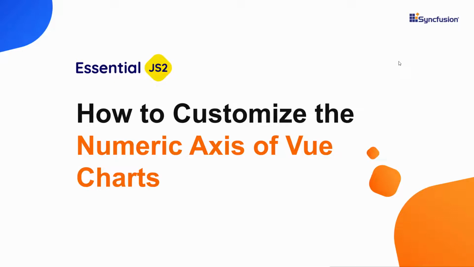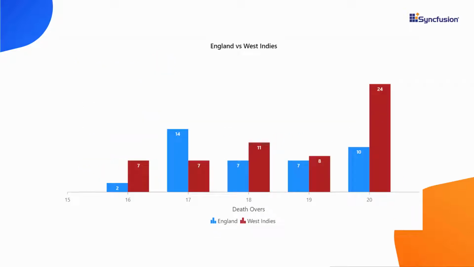Hi everyone, welcome back. In this video, we will learn about customizing the numeric axis in a Vue chart. Look at this column series chart. We are comparing the runs of England and the West Indies between overs 15 and 20.